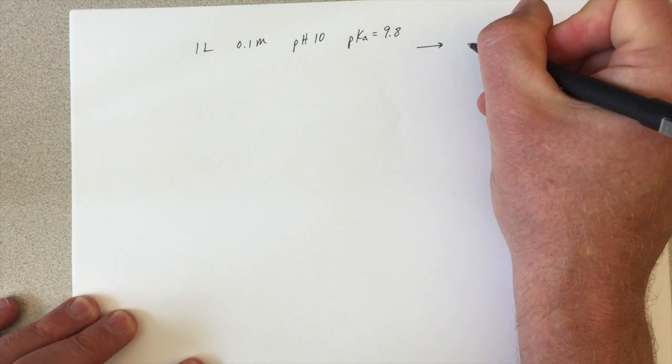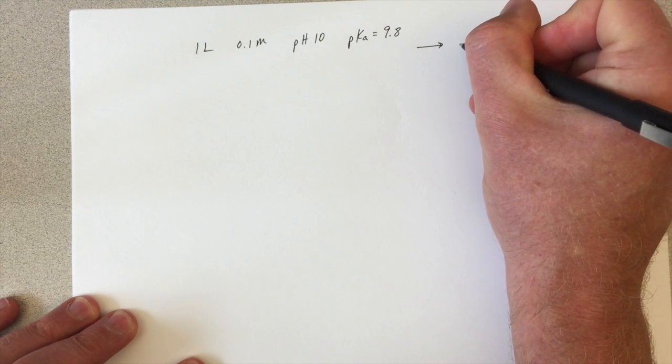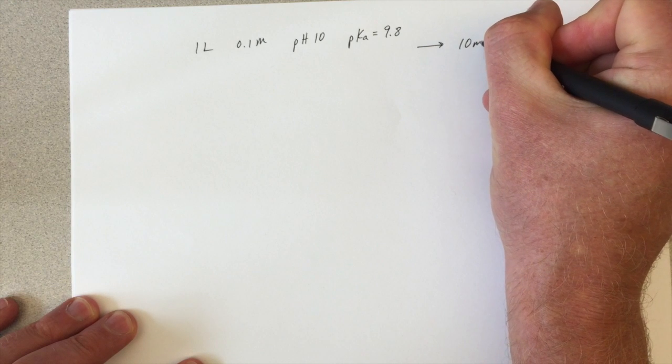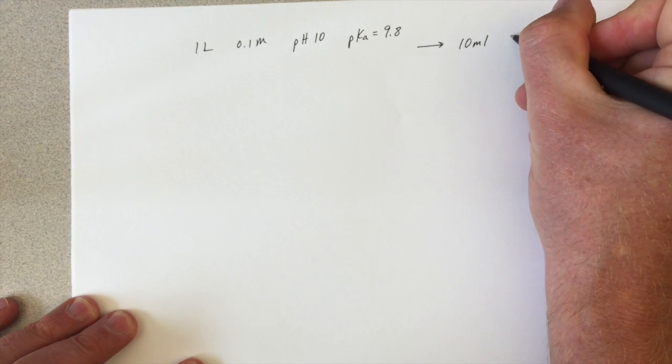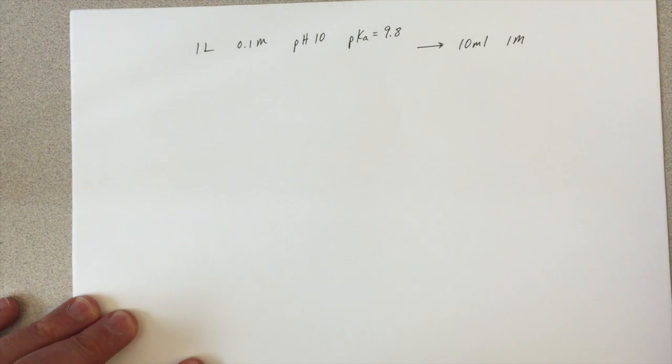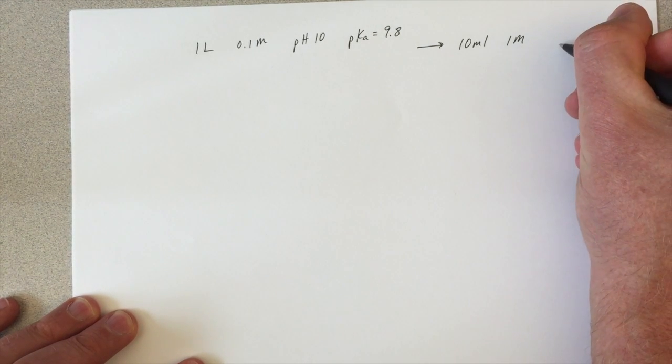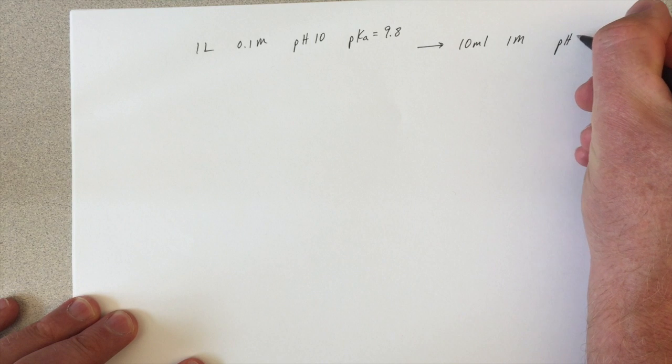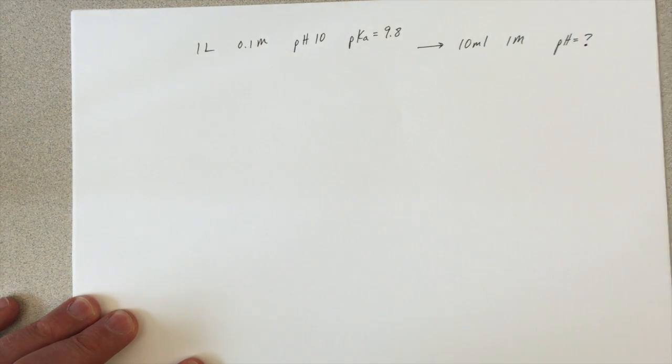Once we know that buffer, we're going to insult it with the addition of a strong acid. We're going to add 10 milliliters of 1 molar concentration of a strong acid. The question is, what's the final pH after we treat this buffer with strong acid? Okay, the first question is, is this a buffer problem? And it is, because we've said buffer about 3 or 4 times already.